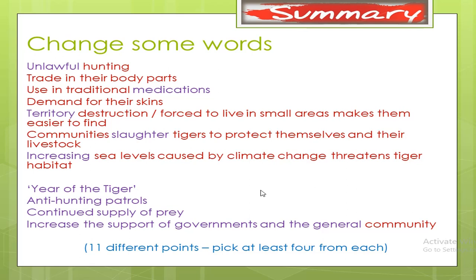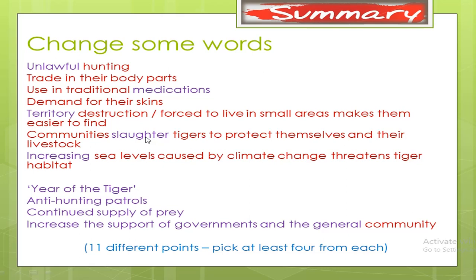So, as it is mentioned in the marking criteria, a high level of own words is needed. To make that possible, we can try to change some of the words here. Illegal hunting can be changed to unlawful hunting. Use in traditional medicine can be changed to medications, and habitat destruction can be changed to territory destruction. Community kills, we can use community slaughter instead of kill. Rising in sea level, we can change to increasing.